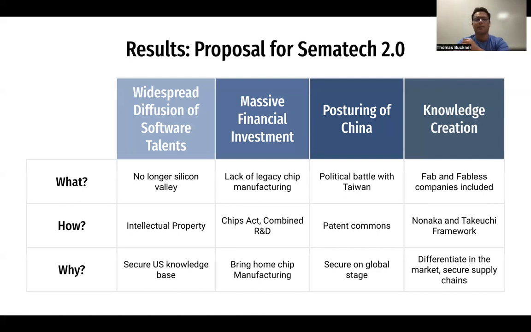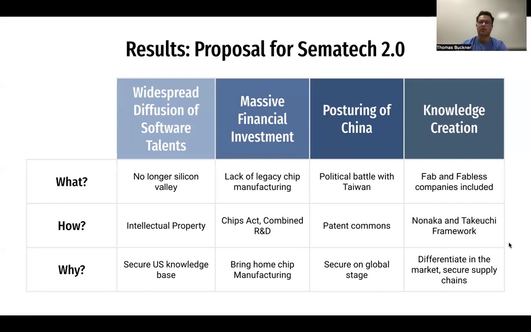Finally, mentioning that posturing of China on a global stage, we see the political battle between Taiwan and China. Hopefully this consortium will fight that posturing by forming a patent commons, a sharing of ideas after using knowledge creation, generating knowledge within the businesses to help combat that manufacturing exodus and solidify the US's place in the market.